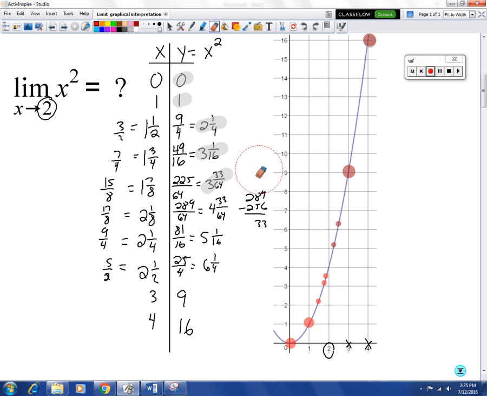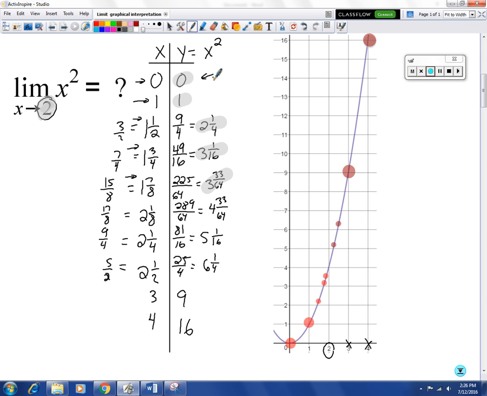Alright, so the key we want to look out for is here. We're approaching 2. Okay? We're approaching 2. Alright, so I pick numbers that get closer and closer to 2 without getting to be 2. So I pick 0, then I pick 1, then I pick 1 1/2, then 1 3/4, then 1 7/8. But what are the outcomes? What are the answers? I get it because that's what my limit's going to look like.